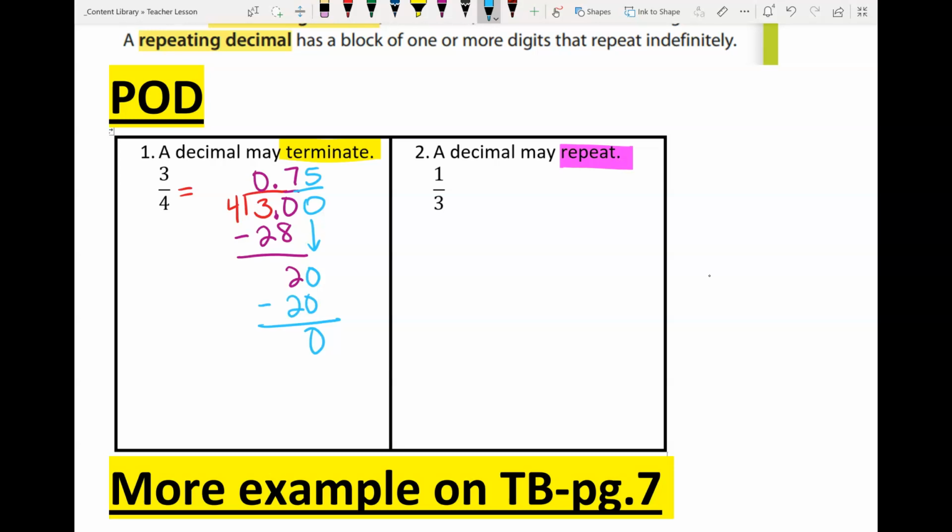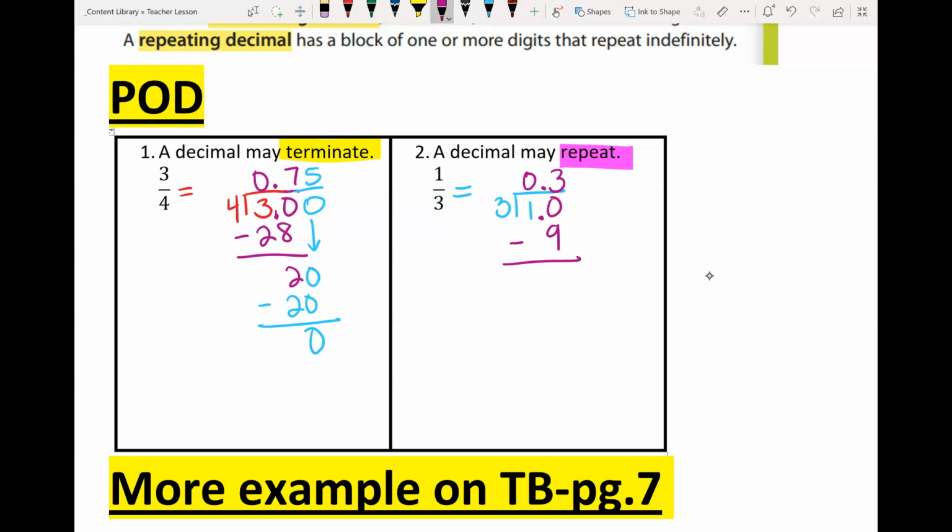Now let's look at repeating. To turn 1/3 into a decimal, it's going to be 1 divided by 3. How many times does 3 go into 1? That will be 0. Add a decimal and add a 0. How many times does 3 go into 10? That's going to be about 3 times. 3 times 3 is 9.